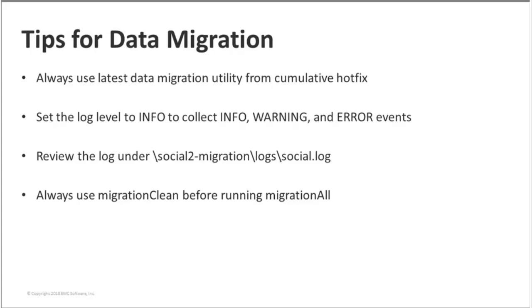Now, there are some tips for the upgrade and the data migration. The first step is extremely important. Always use the latest version of the data migration utility, which comes as part of the cumulative hotfix. Whenever we hear feedback from customers that the migration utility has some problems or defects, we fix it immediately and then create a cumulative hotfix for it. So use the latest and greatest cumulative hotfixes of the migration utility so that you don't run into a problem that we are already aware of and addressed.